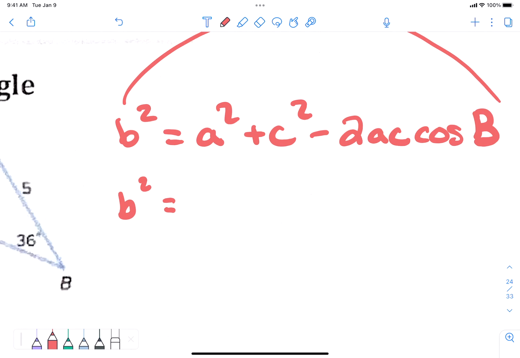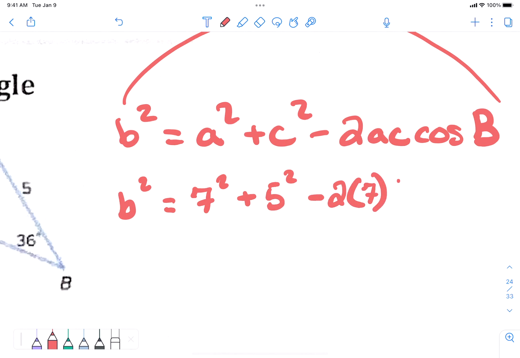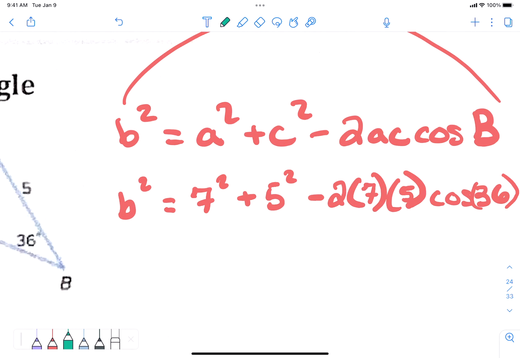Was A 7? So this is 7 squared plus 5 squared minus 2 times 7 times 5 times cosine of 36. Okay. All right. And you can type that all into your calculator all at one shot. It might be helpful to do some of the calculations in your head, but I'm going to show you some things that are wrong that people do a lot. I'm going to show you ways to do this wrong so that you avoid that. All right. Let me just rewrite this.